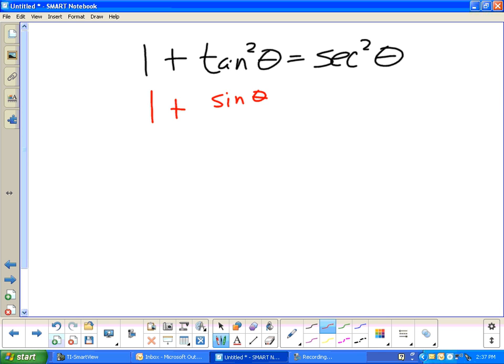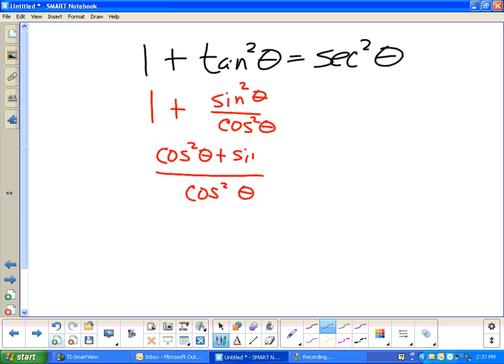Well, it's sine over cosine, right? And since this is all squared, I can rewrite this as sine squared over cosine squared, right? Since tangent is sine over cosine, but we're talking tangent squared, so we're really talking sine squared over cosine squared. Now, get a common denominator. That common denominator has to be cosine squared theta. And I'm going to rewrite 1 as cosine squared theta over cosine squared theta. So it becomes cosine squared theta plus sine squared theta. Now, did you see where I got that? 1 is cosine squared over cosine squared.